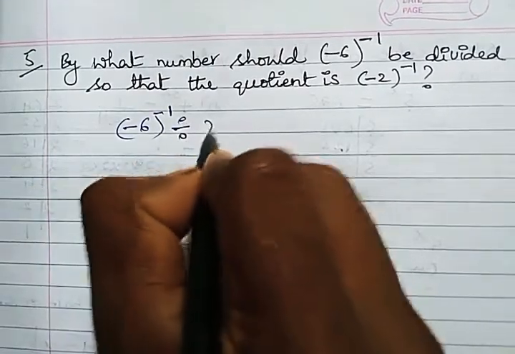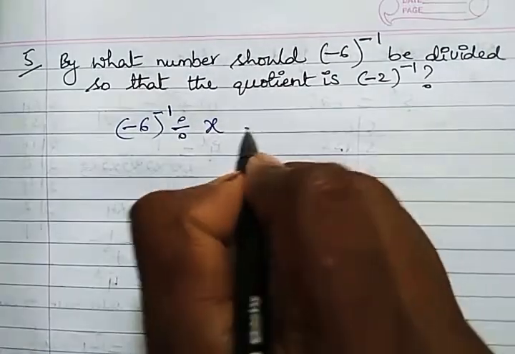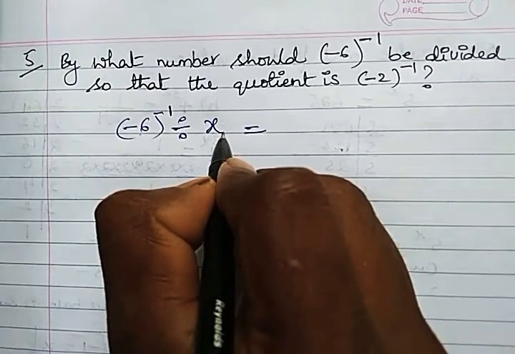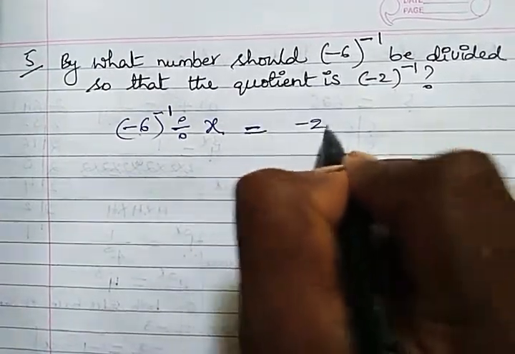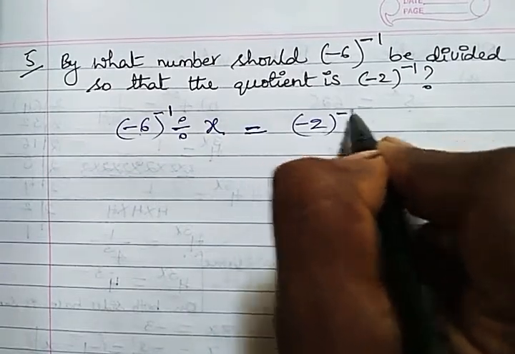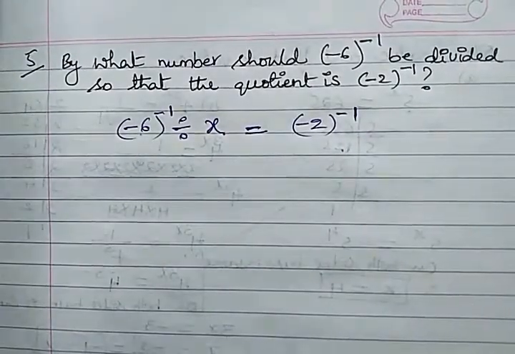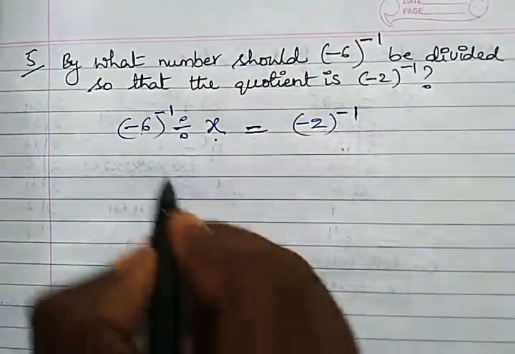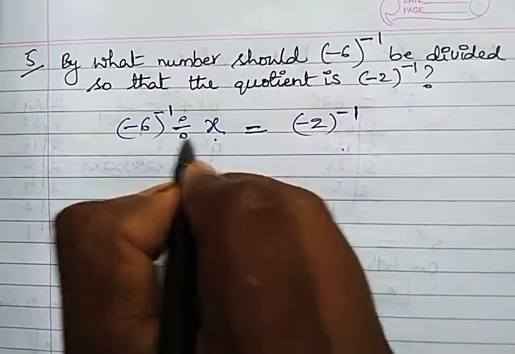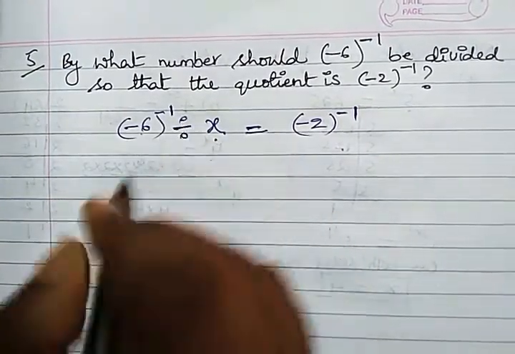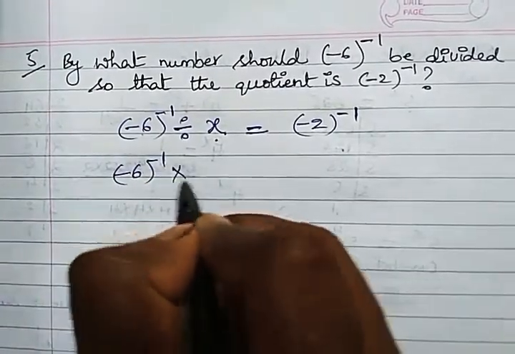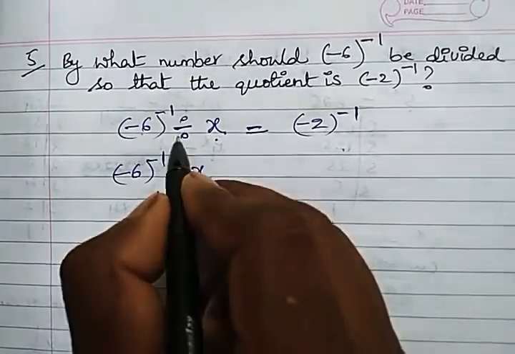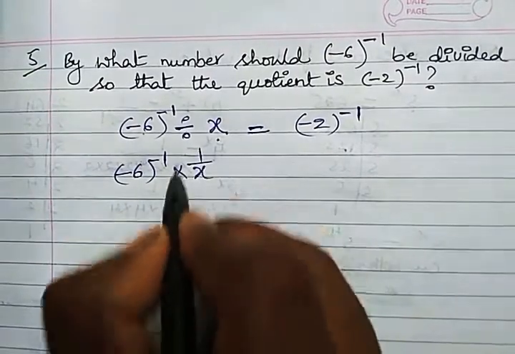इसको किससे डिवाइड करना है? सो अननोन को हम x लेते हैं, इज इक्वल टू, जब इसको हम इससे डिवाइड करेंगे, आंसर जो भी आएगा, विल राइट इट इक्वल टू minus 2 power minus 1. सो वी आर आस्क्ड टू फाइंड x वैल्यू हियर. ठीक है, सो फर्स्ट ऑफ ऑल विल राइट इट इनटू, विल चेंज दिस सिंबल minus 6 power minus 1 into x. Okay, I have changed into 1 by x.